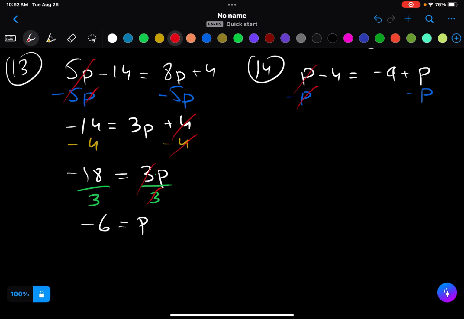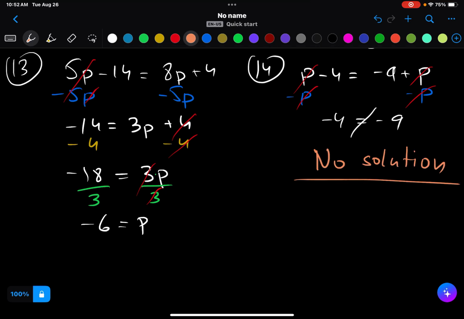So now, boom, boom, boom, boom, you're going to get yourself negative 4 equals negative 9. And negative 4 does not equal negative 9. It doesn't. There is no solution here. Nothing you can do is going to make this work. It's another no solution problem. So that is number 14. Pause that if you need to before we move on to 15 and 16. We're getting close to being done.